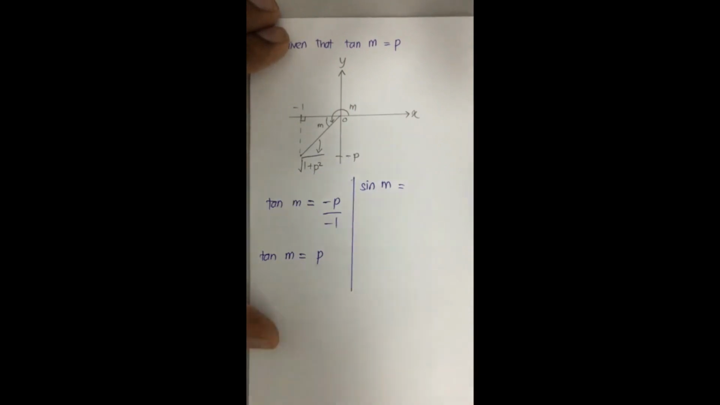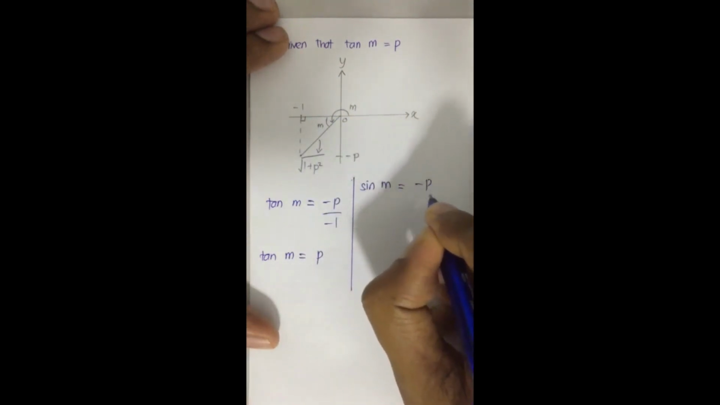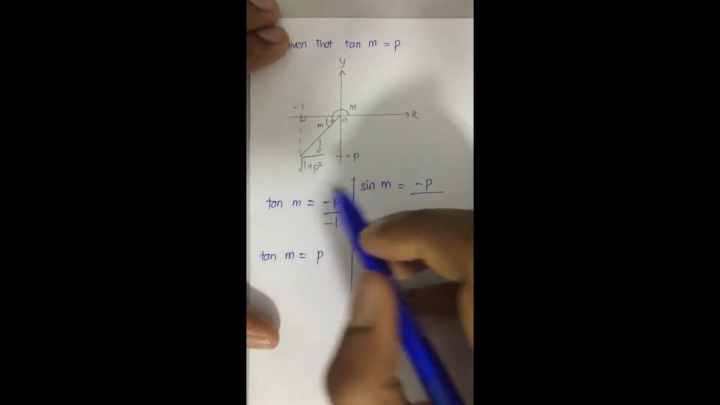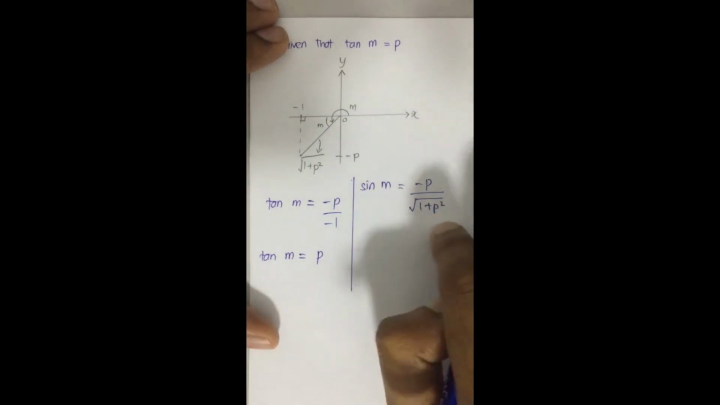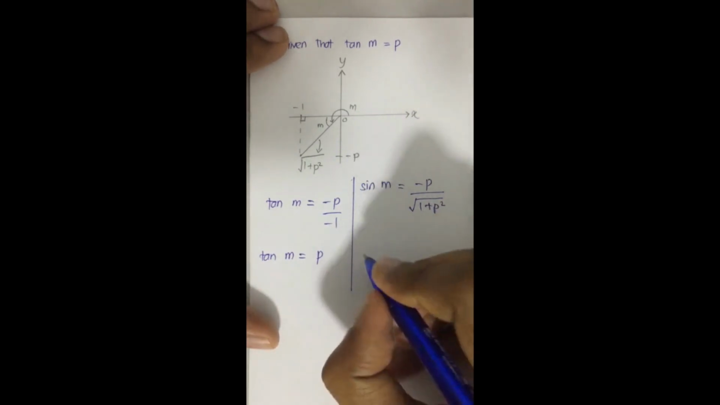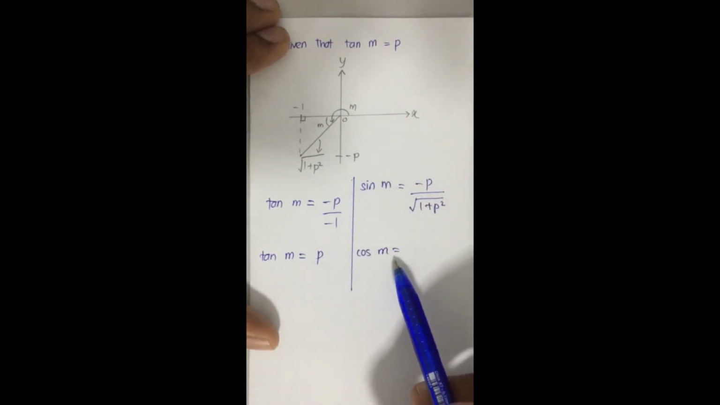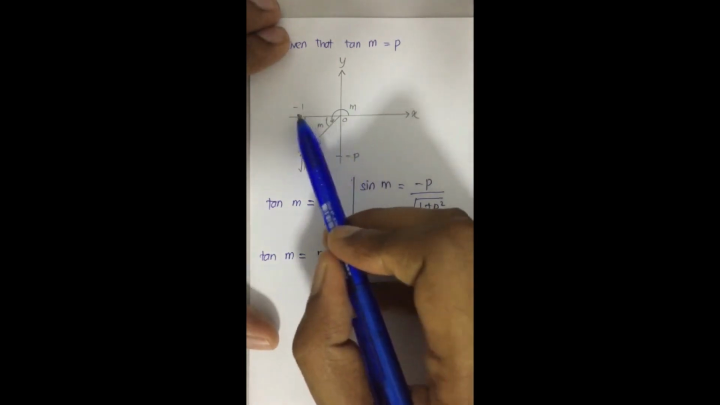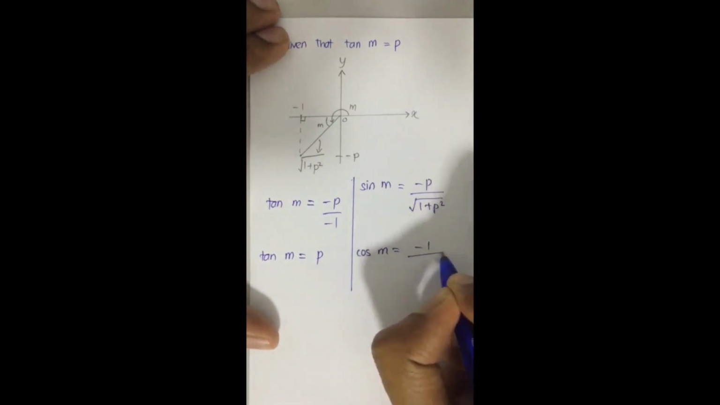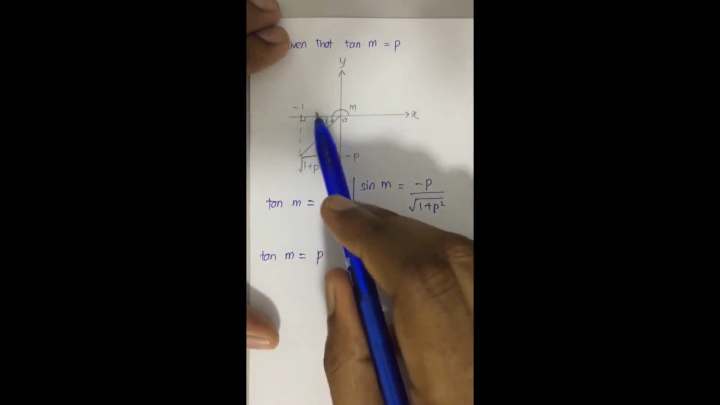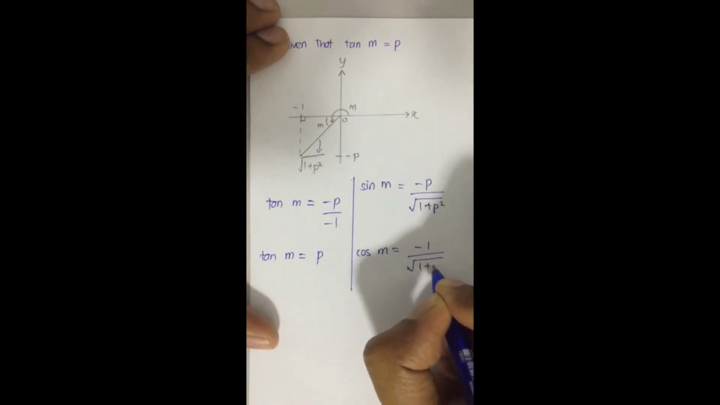In this case your opposite is actually negative p, and then you divide by the hypotenuse, square root of 1 plus p square. This is your sine m. So for cosine m, it is equal to adjacent over hypotenuse. In this case, the distance adjacent to the angle is actually negative 1, and then you divide by the distance of the hypotenuse, so square root of 1 plus p square.